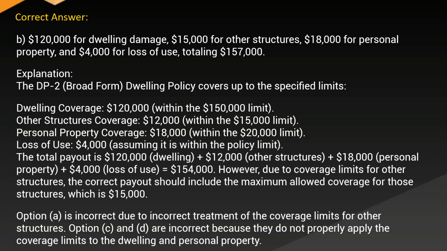$154,000. However, due to coverage limits for other structures, the correct payout should include the maximum allowed coverage for those structures, which is $15,000. Option A is incorrect due to incorrect treatment of the coverage limits for other structures. Options C and D are incorrect because they do not properly apply the coverage limits to the dwelling and personal property.